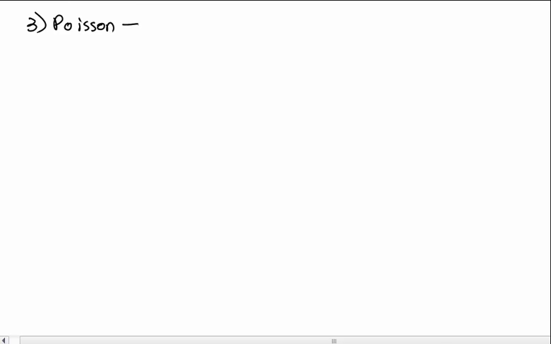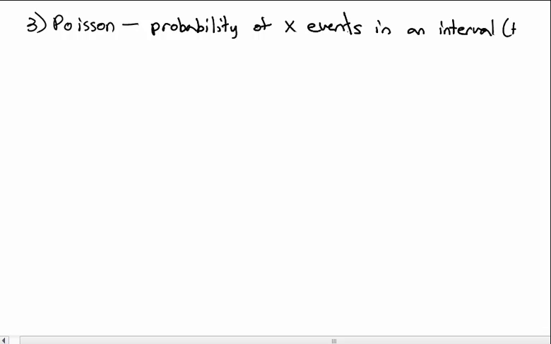So we're going to say the probability of x events in an interval. Often we talk about time. How many accidents are going to occur in the next week? It's the number of events that occur over an interval of time. And the way we represent this random variable x is with a P for Poisson, and then inside Poisson we'll stick the variable mu, or the average.